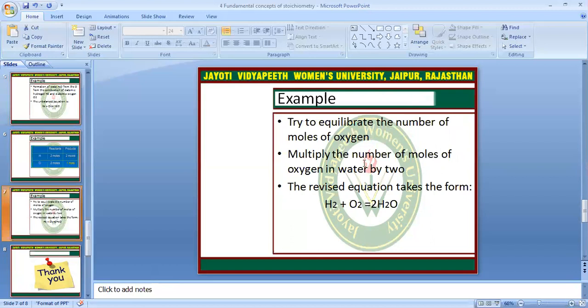Try to equate the number of moles of oxygen in the particular reaction. Multiply the number of moles of oxygen in water by 2 and revise the equation. Take from the H2 plus O2. So we are adding 2 oxygen, and we are adding 2 moles of hydrogen to balance this reaction.